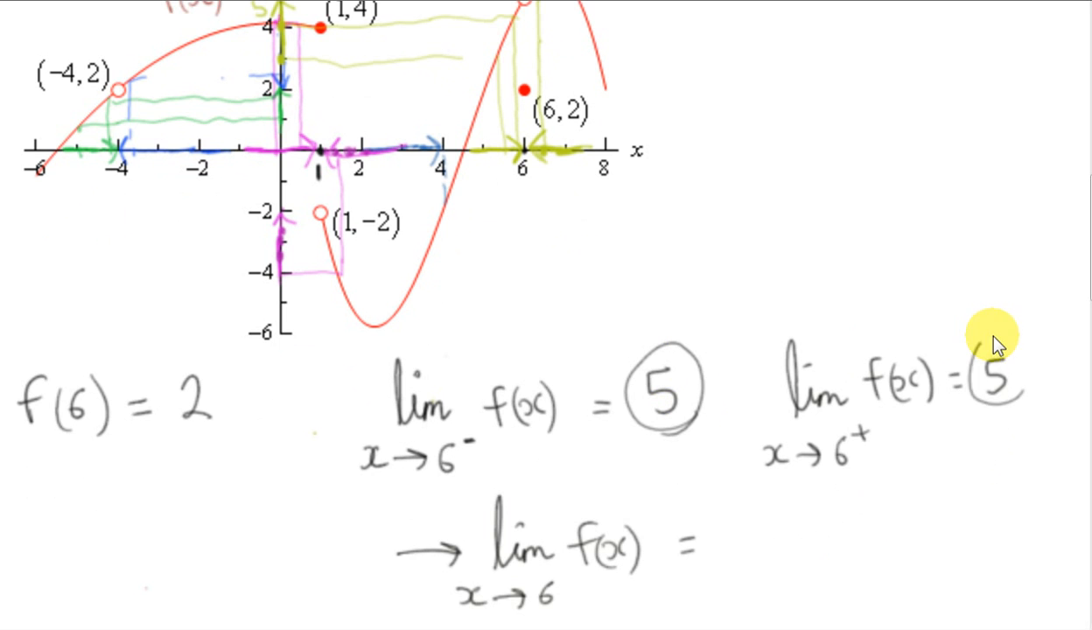So, since both one-sided limits are the same, we can say that the limit as x tends towards 6 is 5. So this limit exists and is equal to 5.